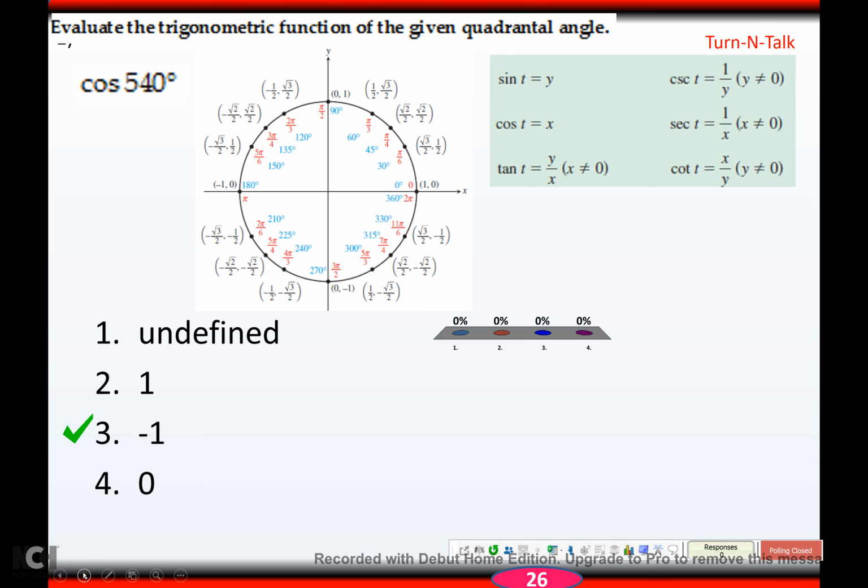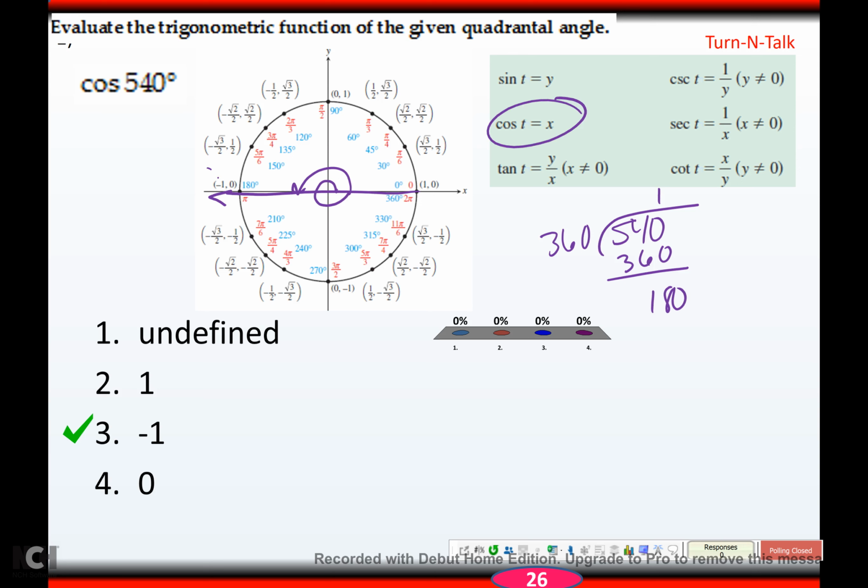And hopefully you got negative 1. So cosine of 540. 540 divided by 360 goes 1 time. Take away 360, and you get 180 left. So I'm going to go all the way around 1 time. There's 360 plus another 180. So that puts me at 180 degrees. So cosine is x. The x coordinate here is negative 1. So cosine of 540 is negative 1.